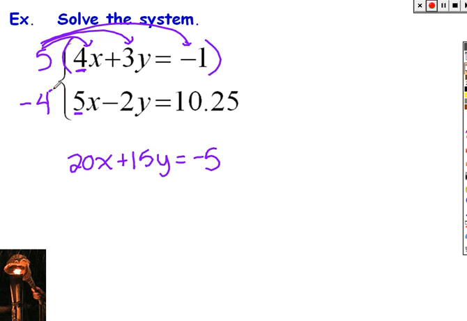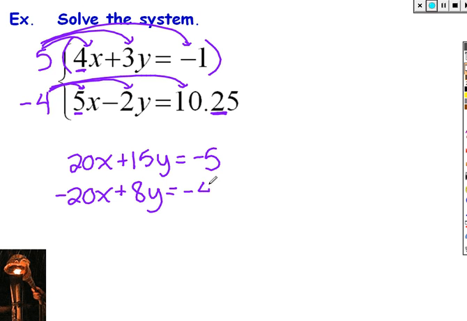And then in the second equation, I'm going to multiply the left and right by negative 4. If I multiply the left, I have to multiply the right. And let's see, negative 4 times 10 would be negative 40, and negative 4 times a quarter is negative 1. So we'd have negative 41. And here's really the goal. The whole reason that I multiplied these equations by 5 and negative 4 was so I could get an opposite number in front of the x term. At this point, now that I have opposite coefficients, I can just go ahead and add.